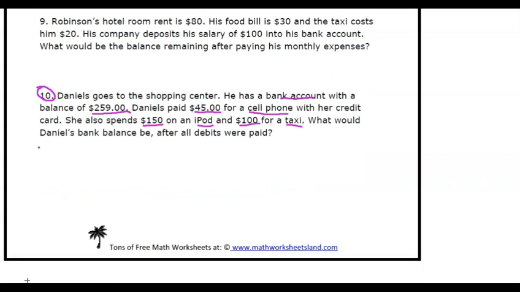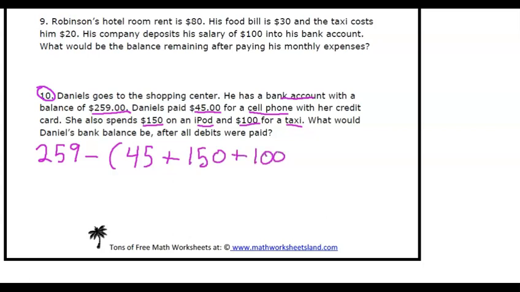So to get the answer for this one, we would take the original amount, $259, and then subtract it from the total cost of all the money that Daniels spent. $45 for the cell phone, $150 on the iPod, and then $100 for the taxi. So after that, you would get $295, and then subtract that from $259, and that would make Daniels $36 in debt.